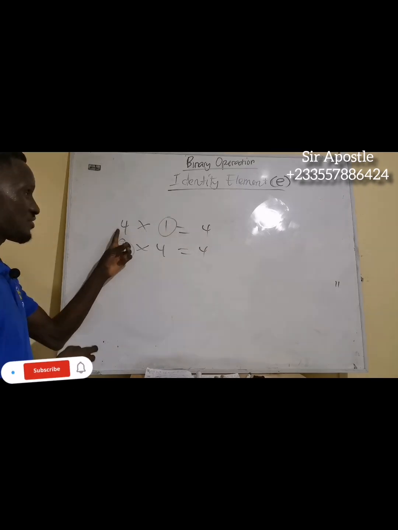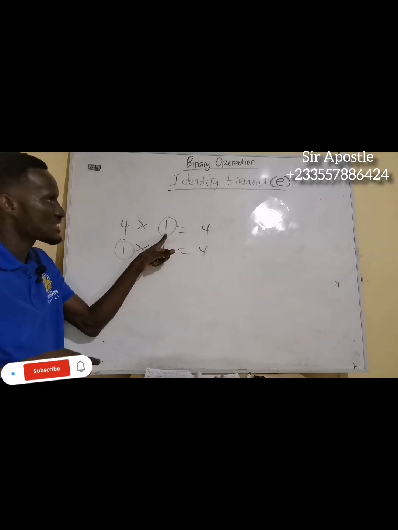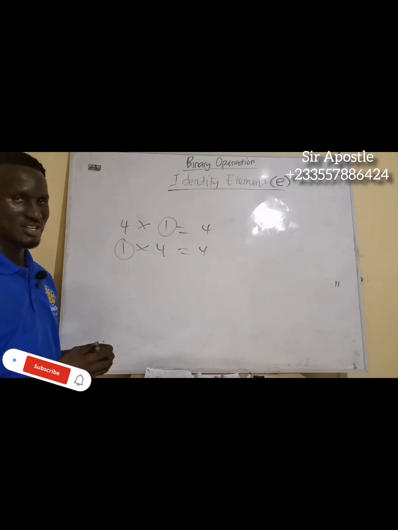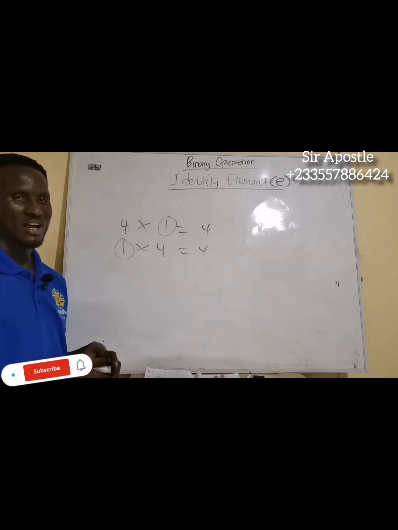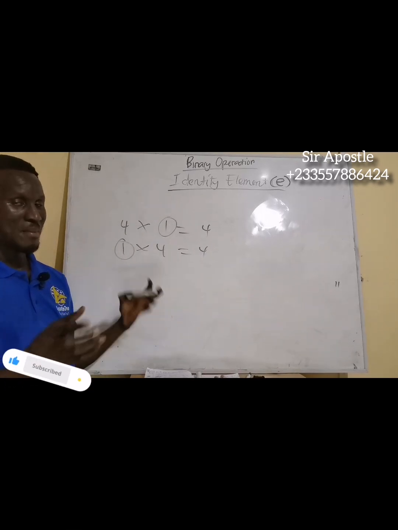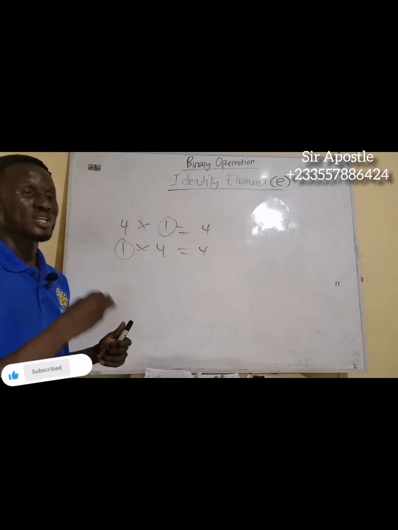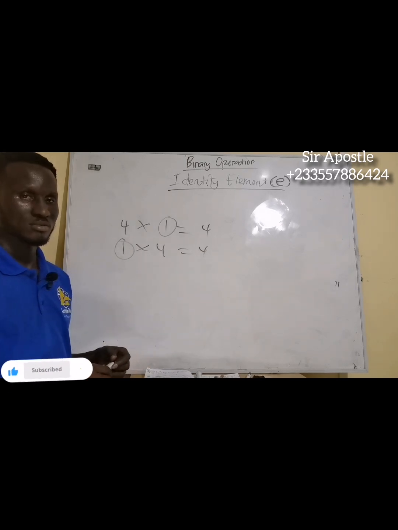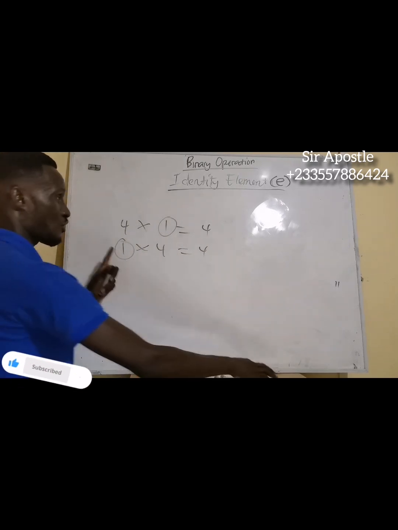So when we multiply any number by the identity element, I'm going to get that particular number. Or the identity element times any number, I'm going to get that same number. That's the concept you're supposed to know about the identity element. So the identity for multiplication is 1, because multiplying any number by 1 or 1 by any number, we get that particular number. And that is what we call the identity element.